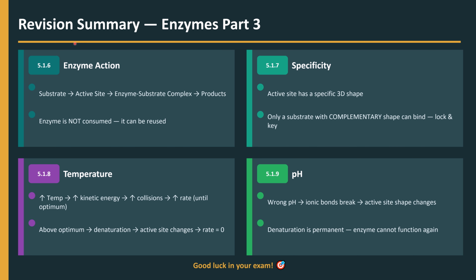So here is a quick revision summary of enzymes part 3 and end of our unit enzymes, that is enzyme action, specificity, temperature and pH. We have seen that enzymes are very specific, their shape is their destiny. They are sensitive to their environment. Temperature and pH are the forces that hold an enzyme's 3D shape together. Once that shape is lost through denaturation, the biological machinery stops permanently.